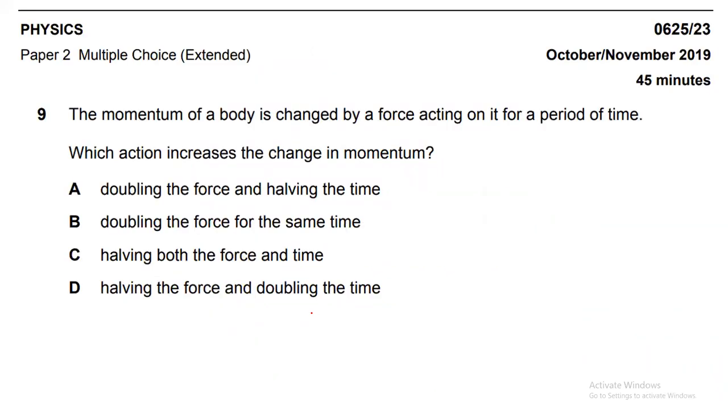October, November 2019 paper 2-3. Question number 9. The momentum of a body is changed by a force acting on it for a period of time. Which action increases the change in the momentum? Doubling the force and halving the time? No. You know the change in the momentum is equal to F into T. Is a repeat question, okay? So doubling the force for the same time, yeah, this is the answer.